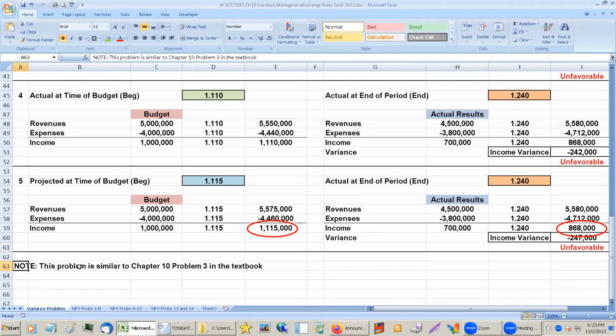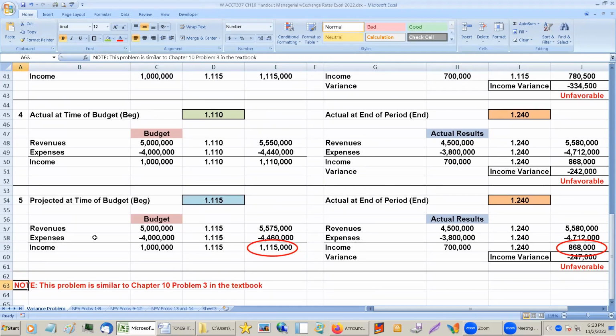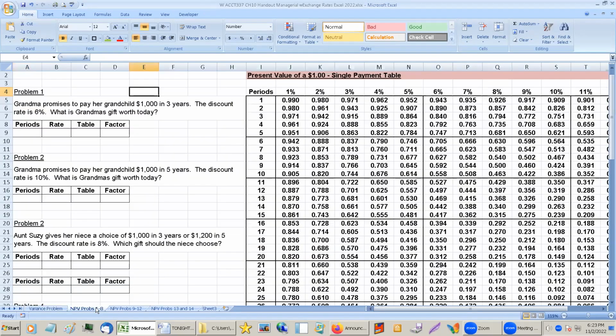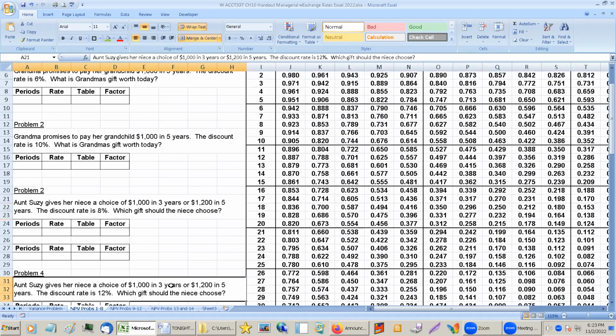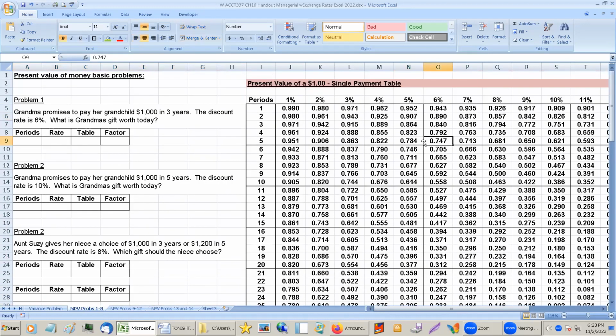Okay, so there's a problem in your textbook, problem 10, that's very similar to this one. Okay, next thing we're going to go to are the net present value problems. I'm sure you had this in your managerial classes. I'm just going to go through a little basics, a little refresher. Get used to using the tables.